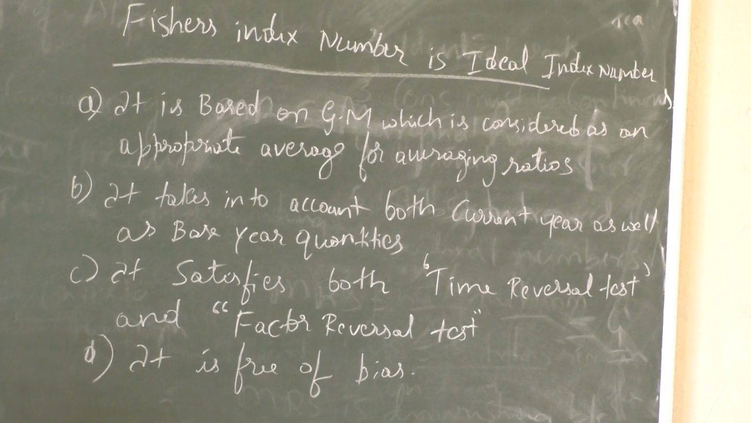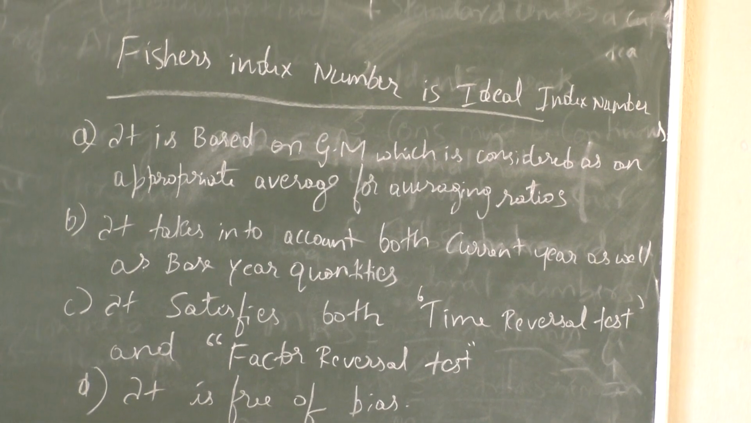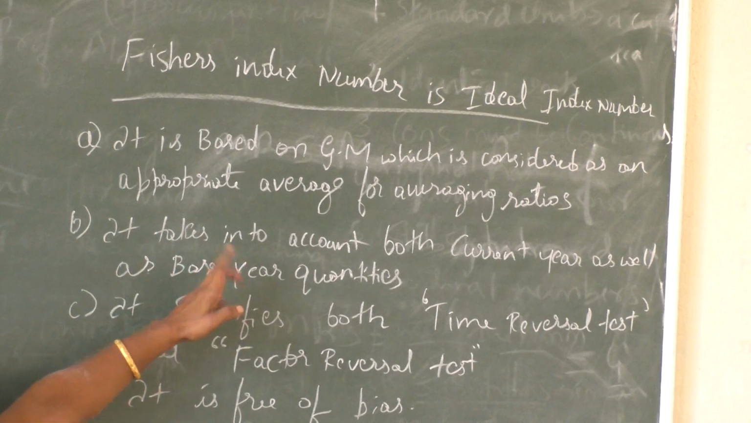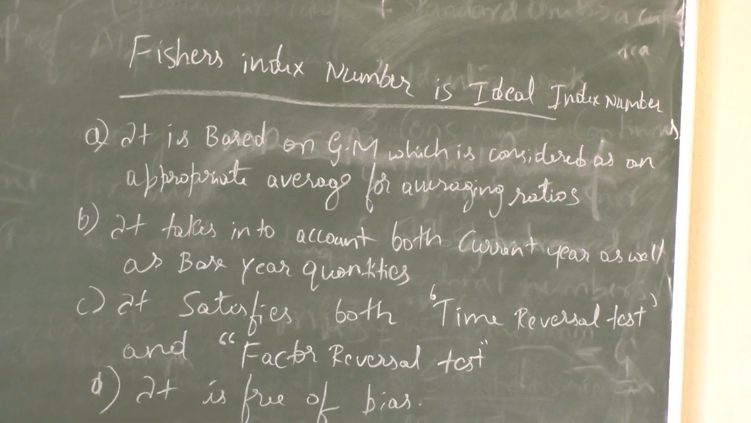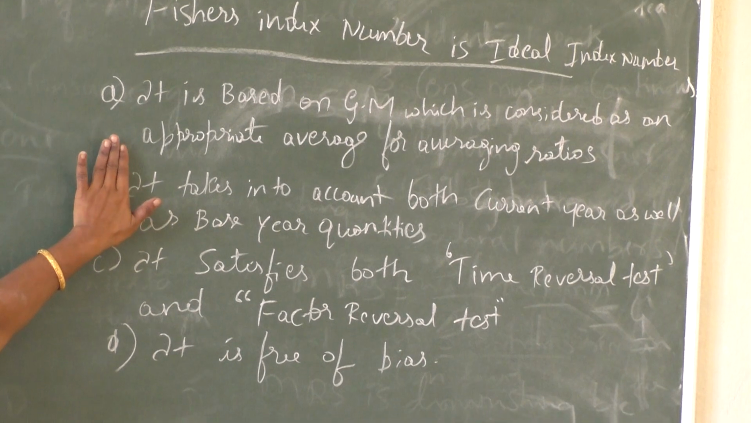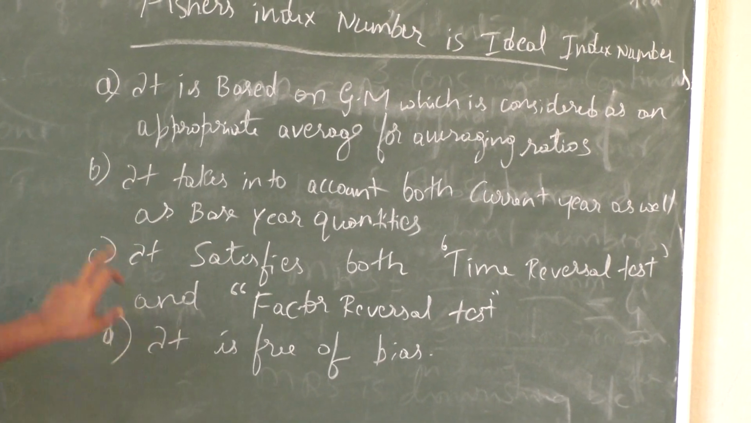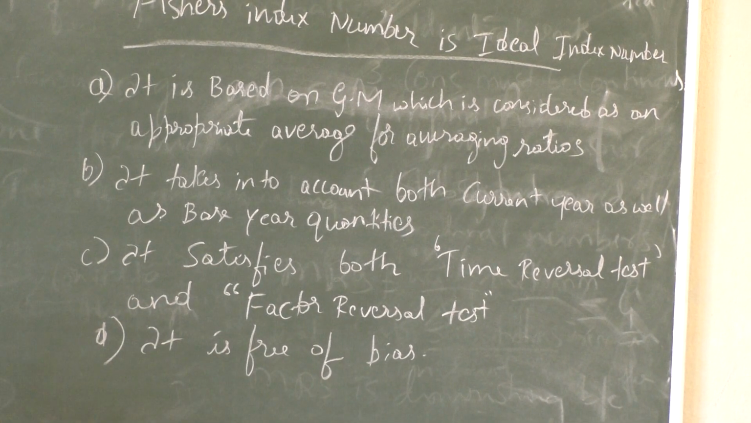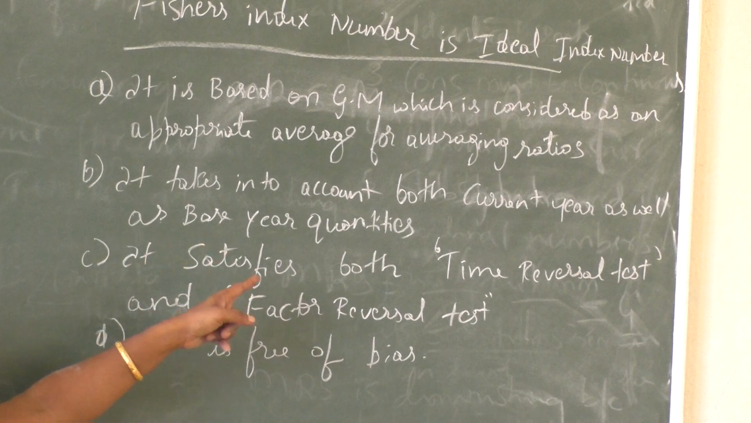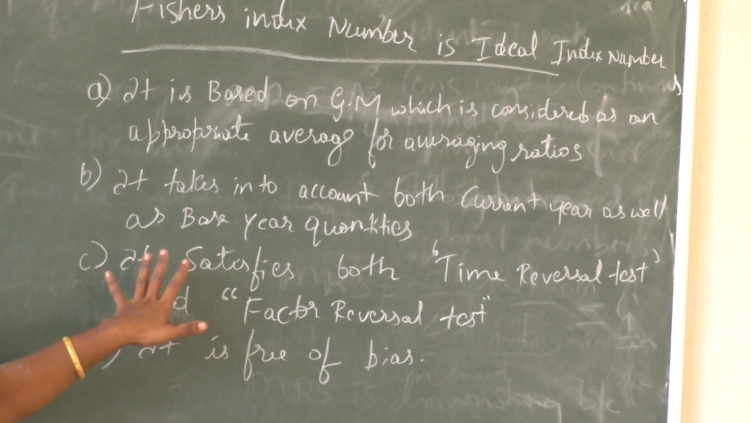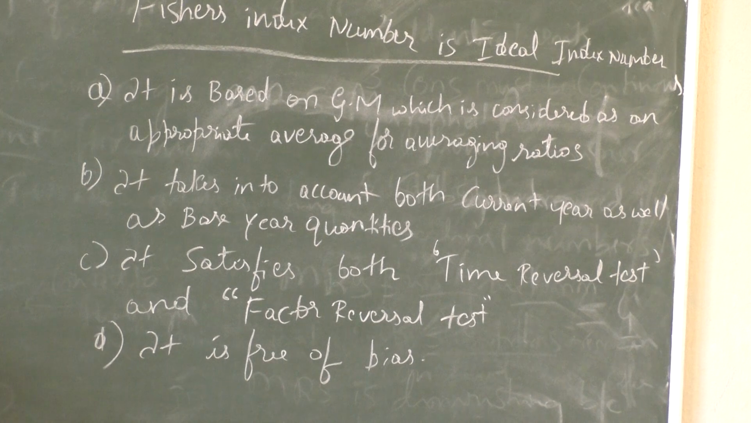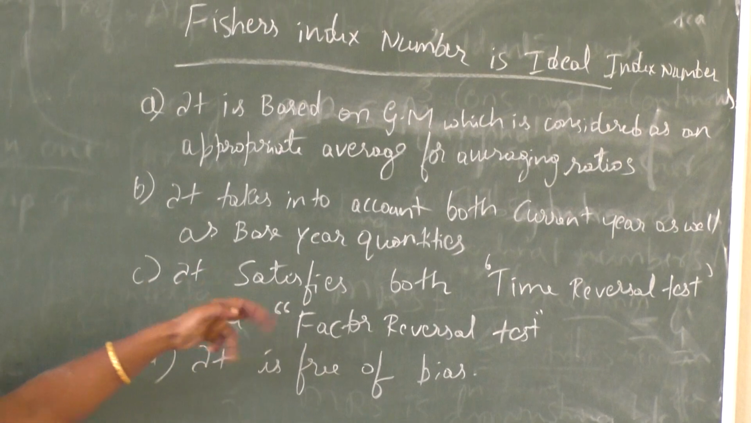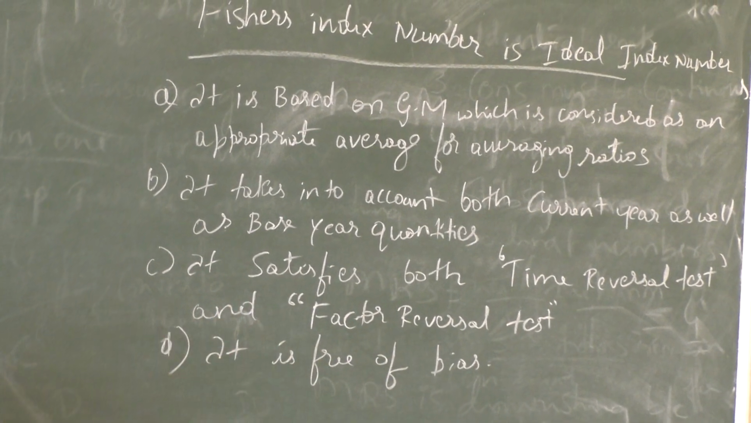For the calculation of Fisher's index number, we are using geometric mean. Geometric mean is the appropriate average for averaging ratios. Therefore, it is very useful for the calculation of index number. Second, it takes into account both current year and base year quantities. In the Laspeyres and Paasche, only one of the quantities is taken as base, but here we are using both current year and base year quantities.